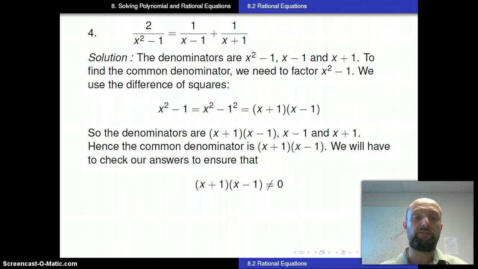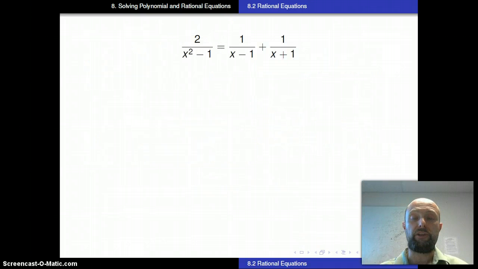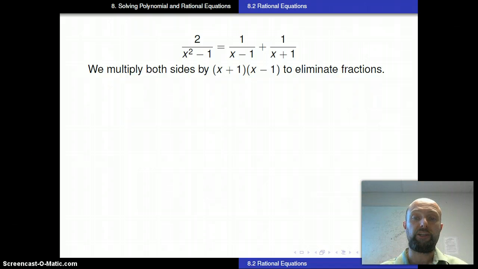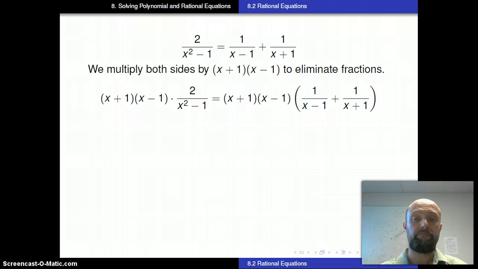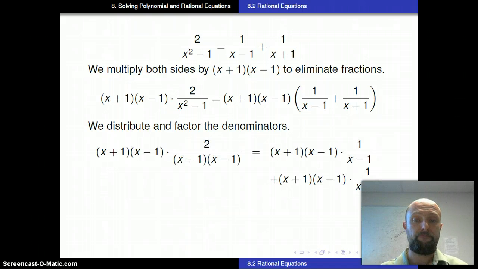We will have to check our answers to ensure that (x + 1)(x - 1) is not 0. So here's the equation. We multiply both sides by (x + 1)(x - 1) to eliminate fractions. Next, we distribute and factor the denominators. And finally, we simplify. For the first term, (x + 1)(x - 1) times 2/((x + 1)(x - 1)), x - 1 cancels out, and x + 1 cancels out, and we are left with just 2.